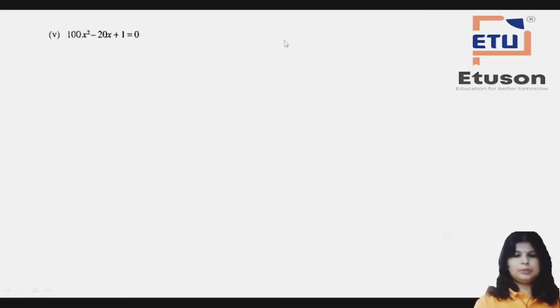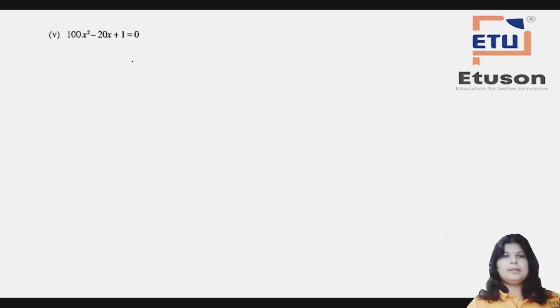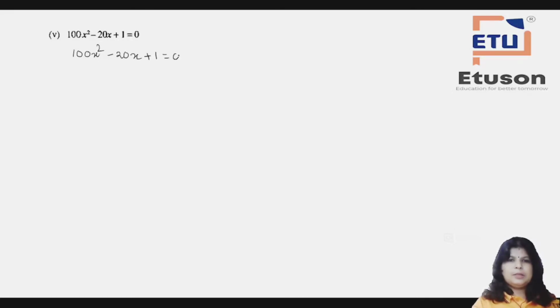Okay, so let us read out the question. It is 100x square minus 20x plus 1 equal to 0. So let us write down the equation as it is. 100x square minus 20x plus 1 equal to 0. Okay, so that is equal to 100x square minus 10x minus 10x plus 1 is equal to 0. Correct or not? So now you can take 10x common here. Then we'll be left with 10x minus 1. Take minus 1 common here. You will get 10x minus 1.